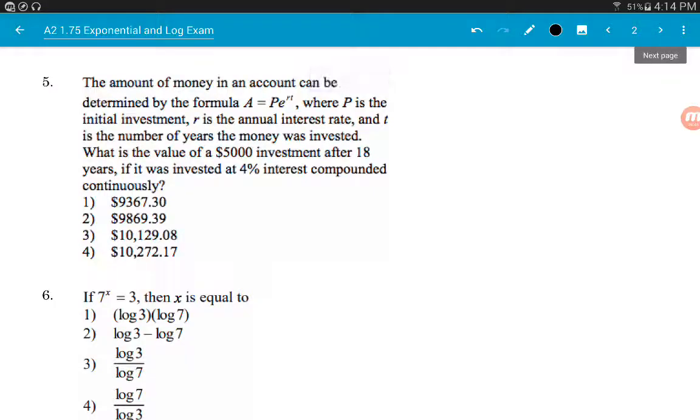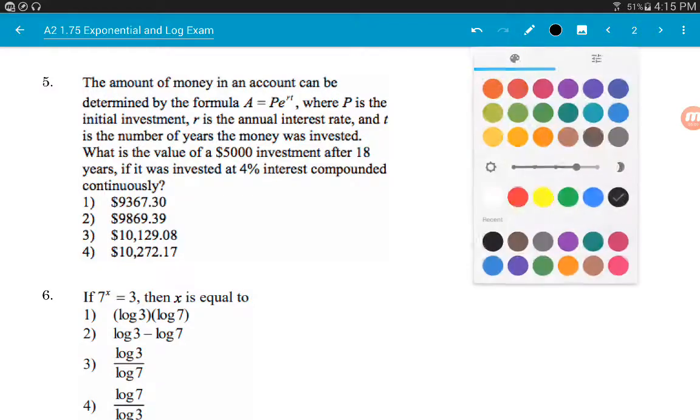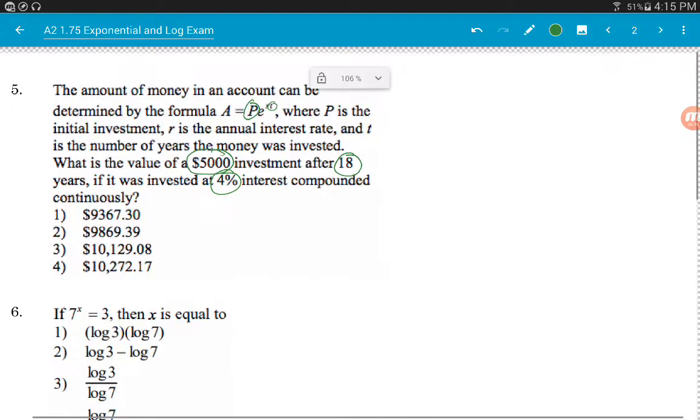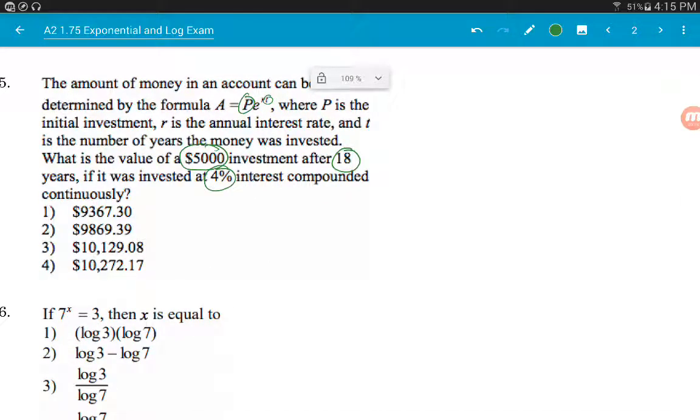Question number 5. The amount of money in an account can be determined by the formula A equals P e to the rt, where P is the initial investment, r is the annual interest rate, and t is the number of years the money was invested. What is the value of a $5,000 investment? So $5,000, that's my principal investment. After 18 years, so 18 is going to be t, that's time. And they even told me the interest rate. So all I have to do is plug these in.